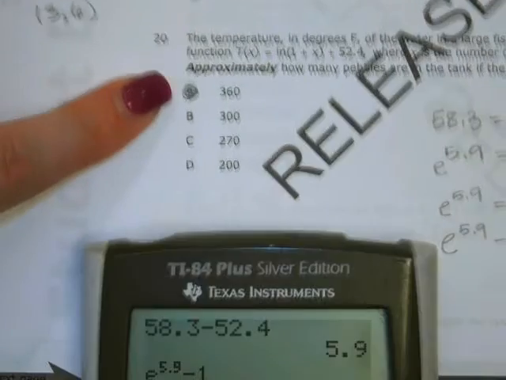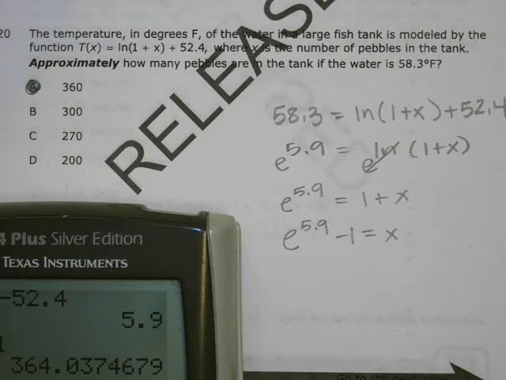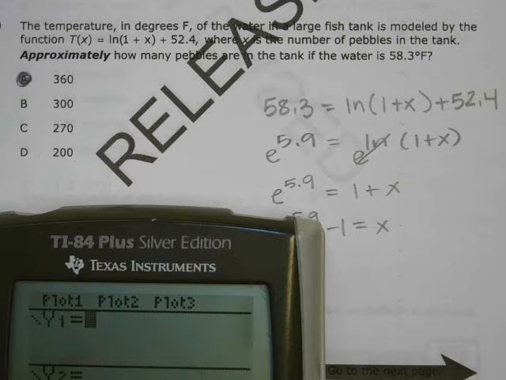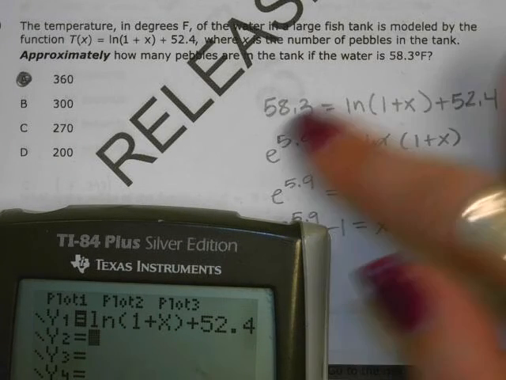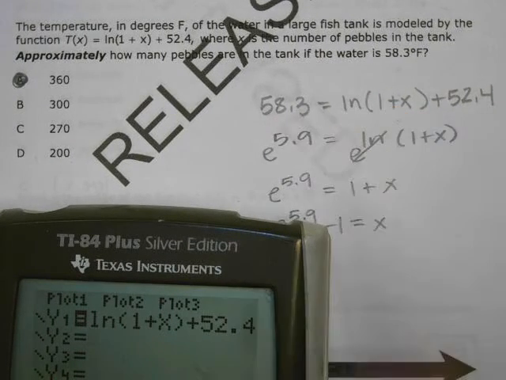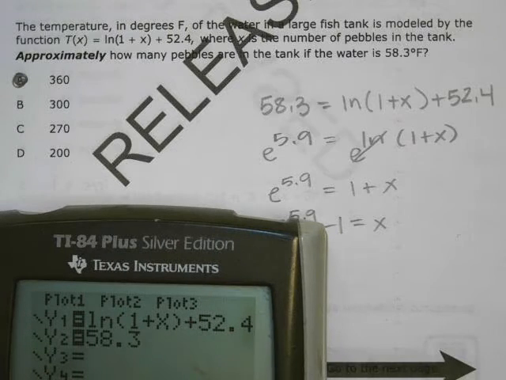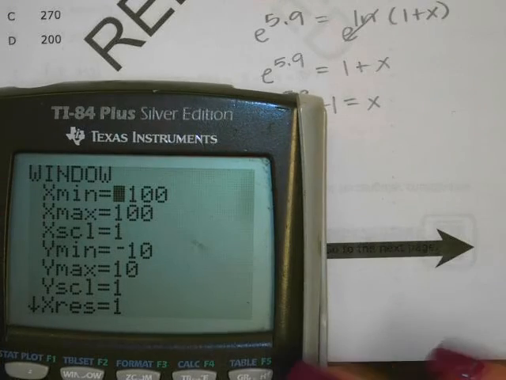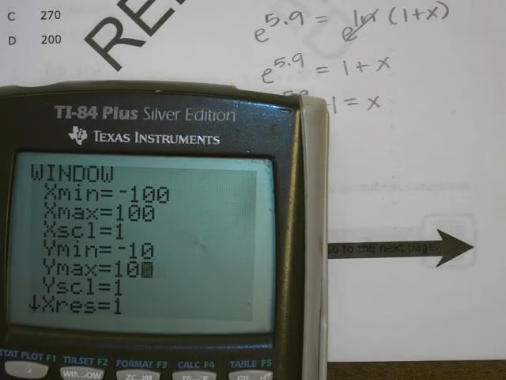All right. Now, if you did not remember how to do this by hand, then you can actually solve this in your calculator. So what I'm going to do is graph this equation. So I have ln of 1 plus x plus 52.4. I'm looking to see where this intersects with 58.3. So in my window, that means that my y max has to go at least up to 58. So I'm going to change my y max to be 100.